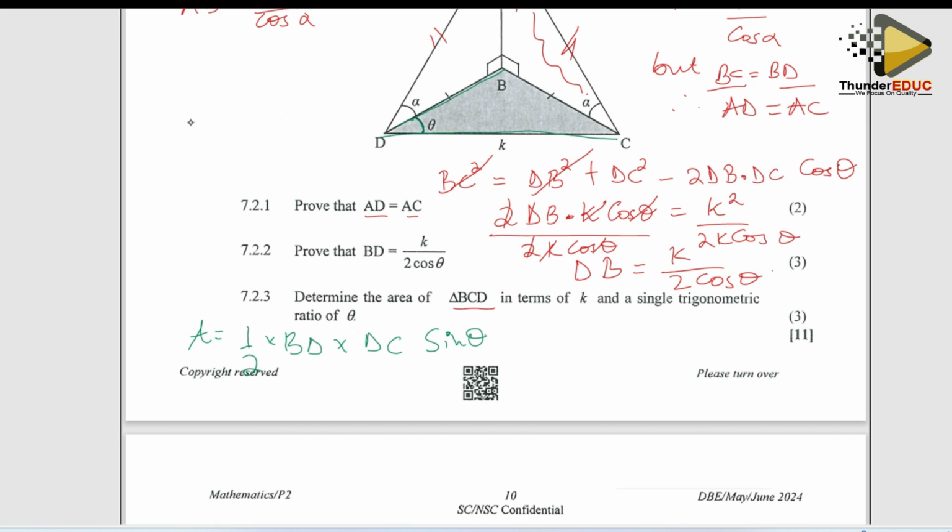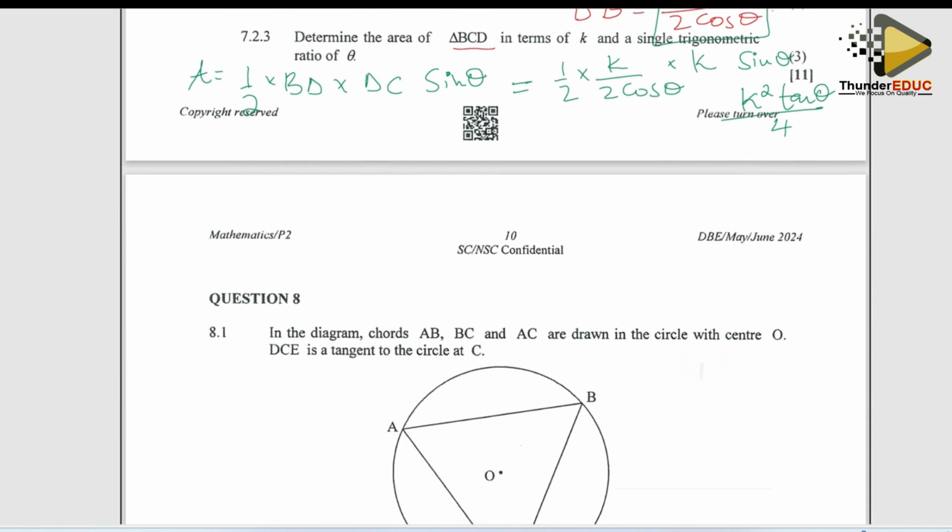But we just say that our BD or DB is given as this, so I'll replace that. So this is going to be a half multiplied by the BD, which is K over 2 cos theta, multiplied by the DC, which is K, and then the sine of theta. So this K and that K will give me K squared, sine over cos gives me a tan. So K squared tan theta over 4. Okay, so that is our answer.